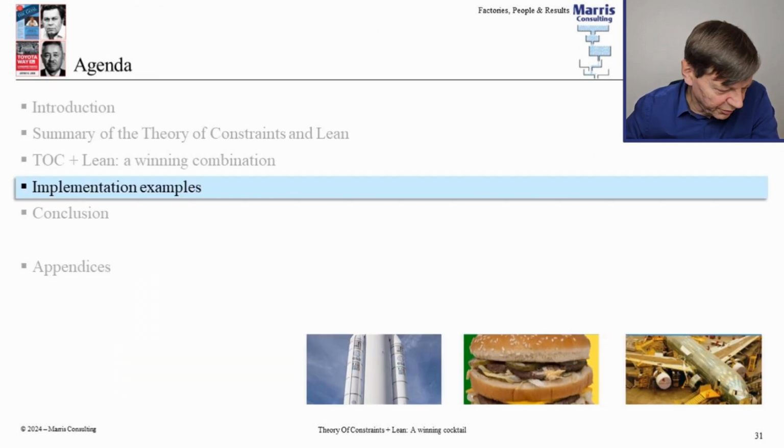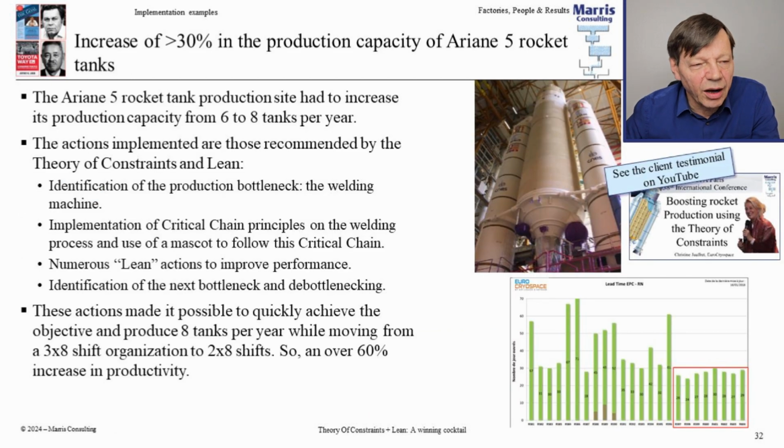A few implementation examples. Production of rockets, the Ariane 5 rocket. This is a couple of years ago, and they had to ramp up, go from 6 tanks and 6 rockets a year to 8. We had a look. It's often the case with the theory of constraints, right?